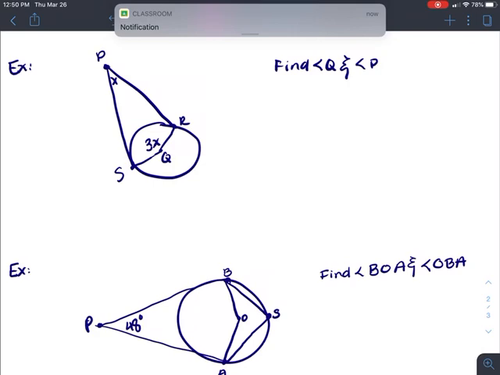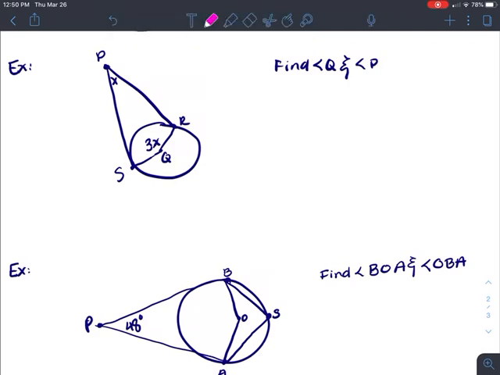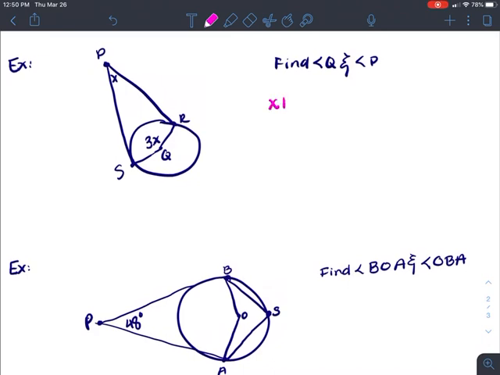Okay, so hopefully you went and solved for x, or you set up an equation. I'm going to set up the equation for you guys, and you can see if you got it right. I'm going to say that x plus 3x equals 180 degrees. Combining like terms gives me 4x equals 180. Divide by 4 on both sides, and x is equal to 45 degrees.